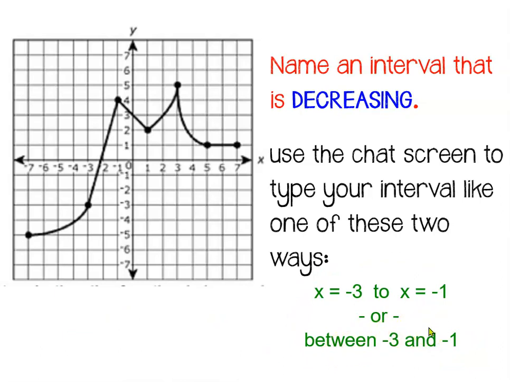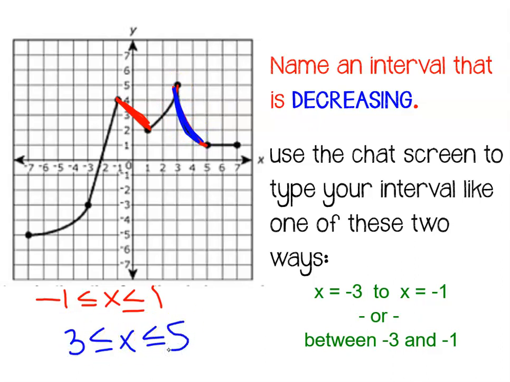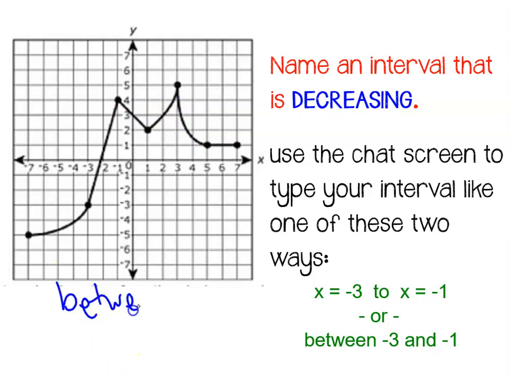All right, were you able to name an interval that was decreasing? There are two possible choices. This area is decreasing, and so is this area. This one is not decreasing, it's constant. So the two areas highlighted in red are from -1 to +1, and the other area here, which I'll highlight in blue, is from 3 to 5. You could also say it in English. Between x is equal to -1 and +1, or x is equal to 3 and 5.